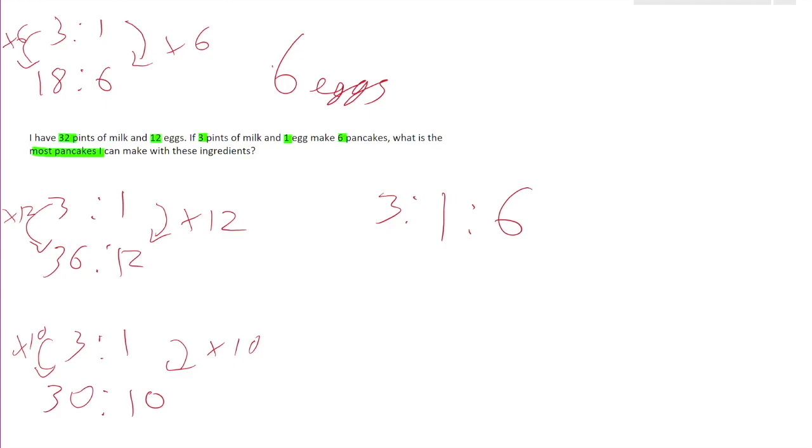So we can just simply do the same. So we know that's going to be 30 to 10 to what? Well, we know 3 times 10 is 30 and 1 times 10 is 10, so we just do 6 times 10. And we find we can make 60 pancakes, which is quite a lot. You're probably feeding your extended family with that.